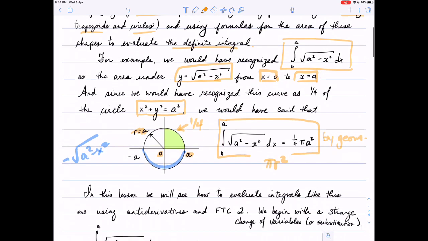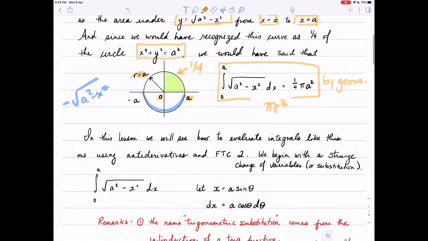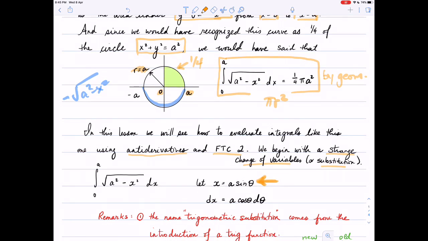In this lesson, what we're going to do is learn how to evaluate integrals like this using antiderivatives and the fundamental theorem of calculus. So the first thing that we're going to do is begin with a strange change of variables, or a substitution, a bizarre substitution. And that substitution is this one. We're going to let x be a sine theta. And then if you calculate, well, dx is a cos theta d theta.